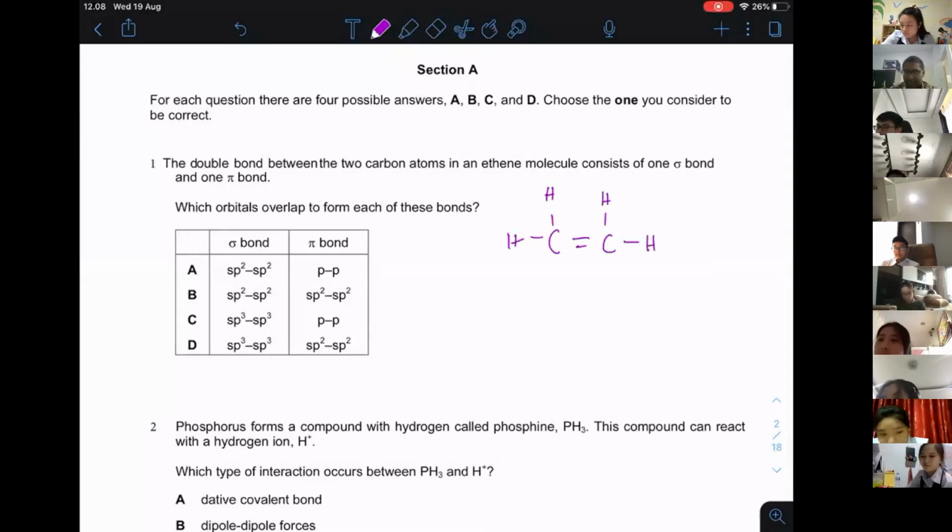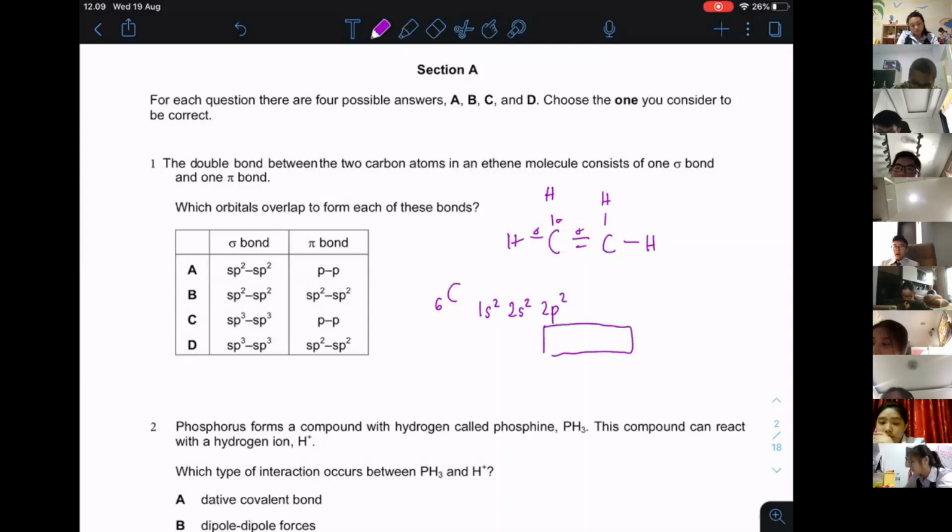You can see that each carbon is forming a total of how many bonds? If you count directly in terms of sigma, this is sigma, sigma, and sigma, so a total of 3 bonds. Carbon is atomic number 6, so if I write it down: 1s2, 2s2, and then 2p2. If I draw this in terms of 2p2 and 2s2, this is the ground state.